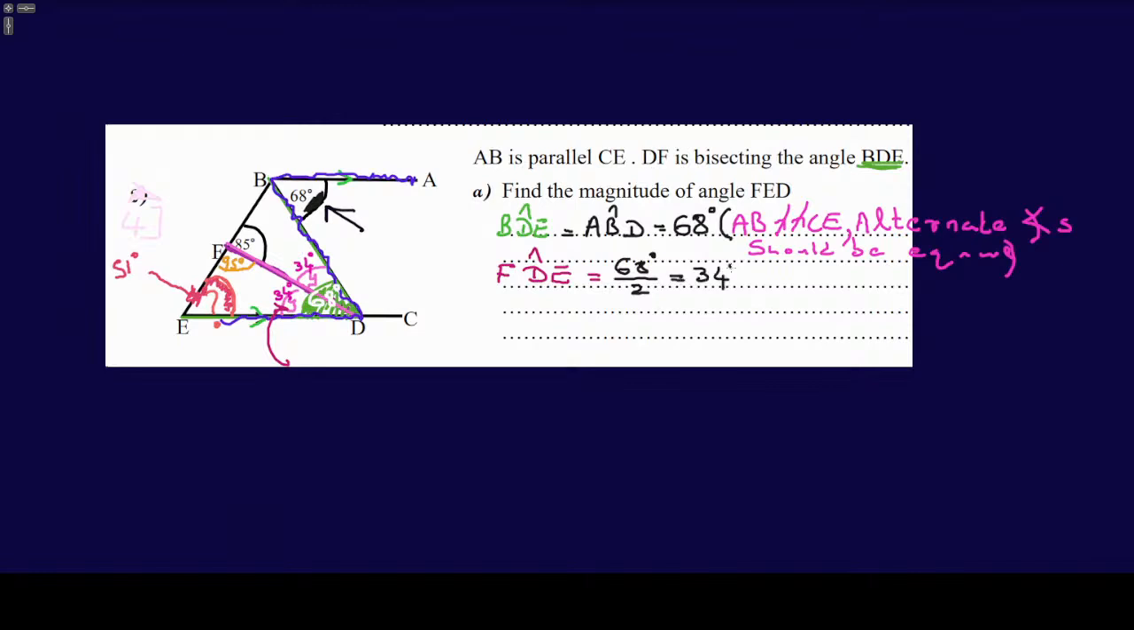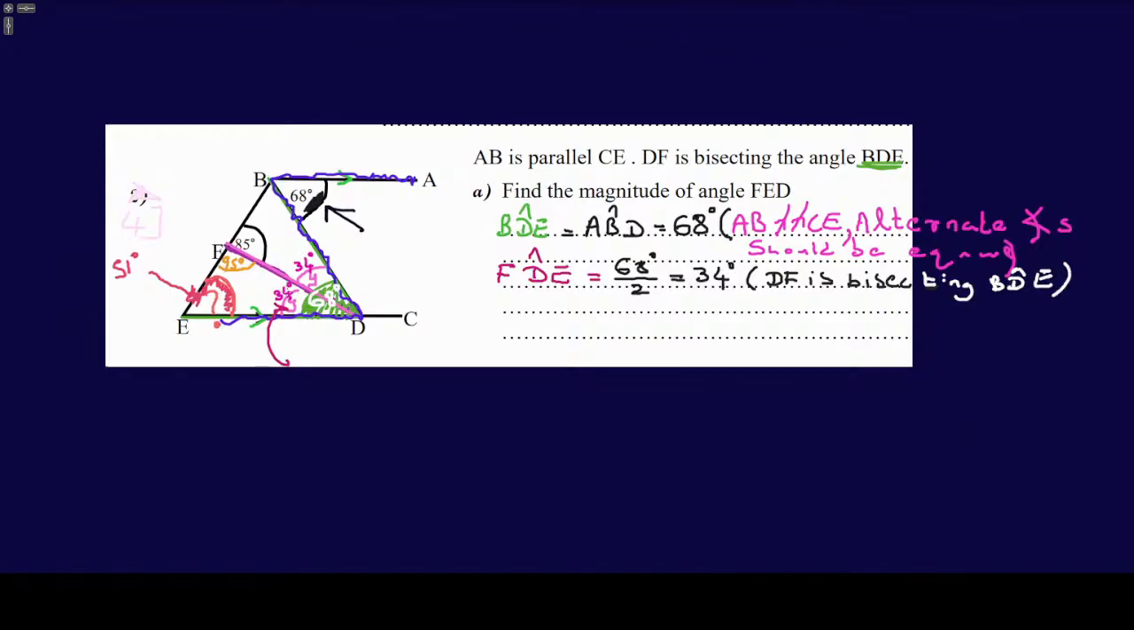Now why are we saying that pink angle FDE has to be half of 68? Because in the question they have, in the paragraph they have said us DF is bisecting angle BDE. So that's the reason. So DF is bisecting angle BDE. Right. So what was the next thing?